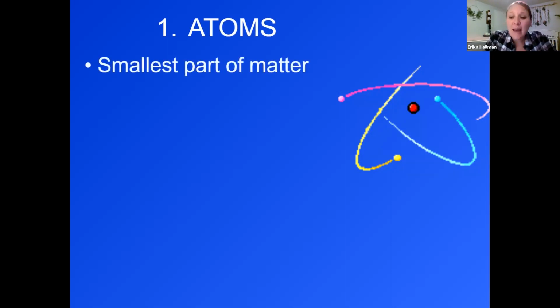Okay, so we're going to start at the very beginning. And we always start with the smallest and we work our way up because as biologists, we need to know each of these levels in detail in order to understand our living world around us. So the smallest level of organization is an atom. And an atom is the absolute smallest particle of matter.